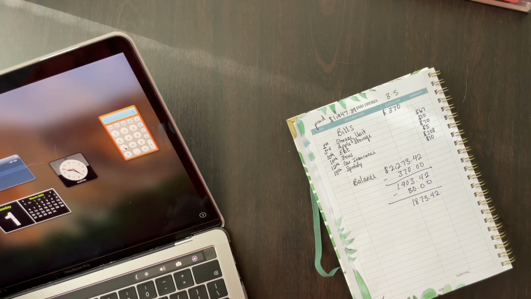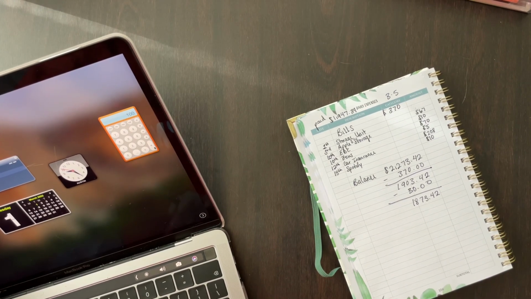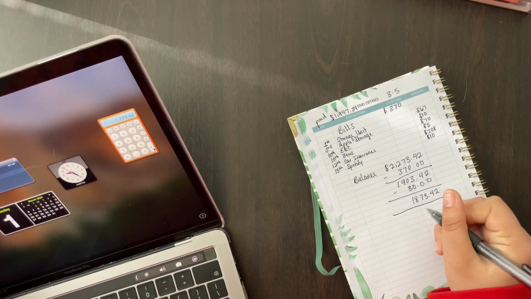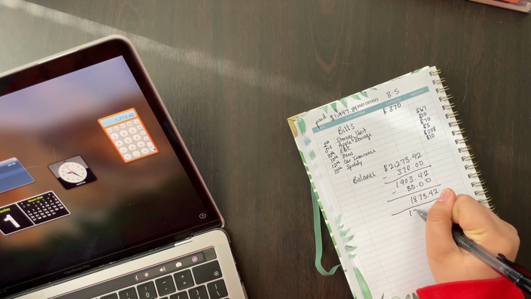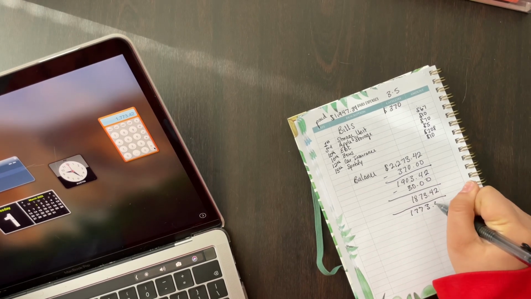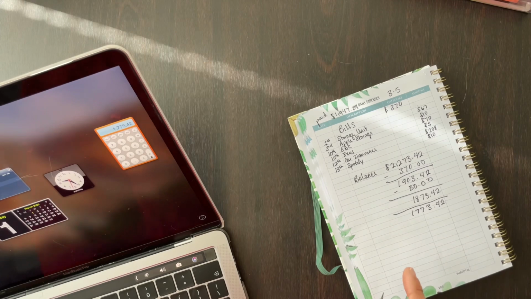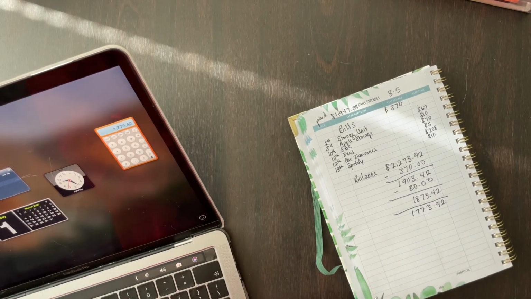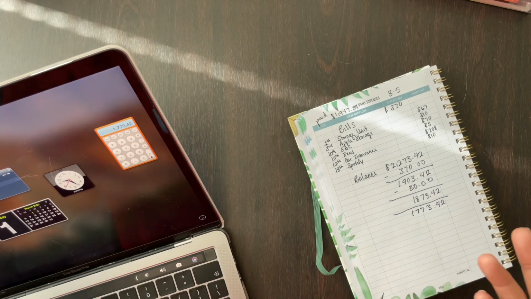So I'll just take out $100, and we're left with $1,773.42.